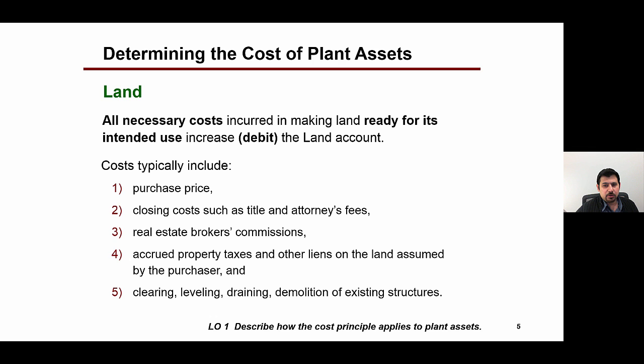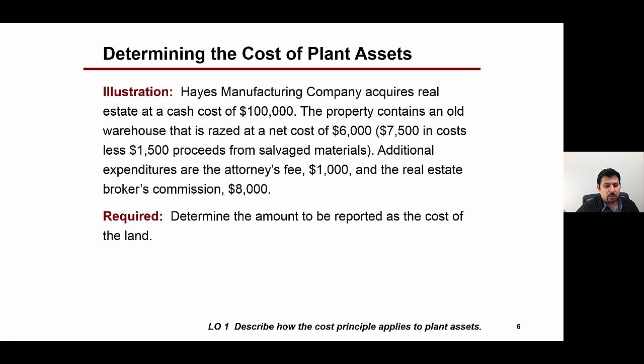Now, let's see how the company determines the cost of land in order to report it. Hayes Manufacturing Company acquires real estate at a cash cost of $100,000. The property contains an old warehouse that is razed at a net cost of $6,000, which is $7,500 in cost, less the demolition cost, less $1,500 proceeds from salvage material. Additional expenditures are the attorney's fee, $1,000, and the real estate broker's commission, $8,000. We need to determine the amount to be reported as the cost of the land.